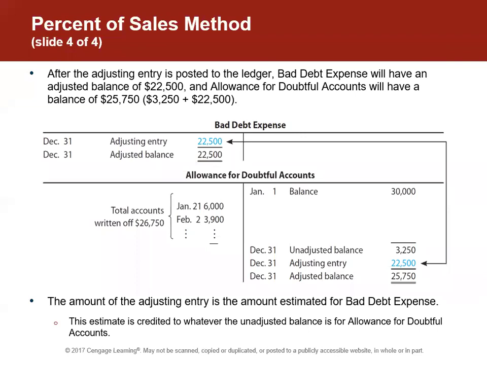The allowance for doubtful accounts, they told us we had a balance in there of $3,250. Well, it's a permanent account. So when we do that adjusting entry under percent of sales method, we now have an updated or adjusted balance. Okay. So now our allowance for doubtful accounts has $25,750 in it. So if we use percent of sales method, this is how these accounts are affected.